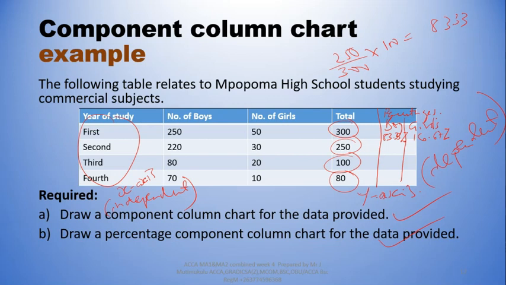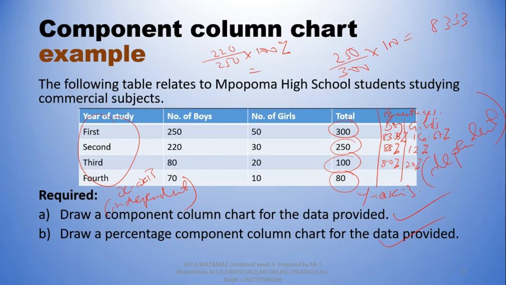Then in year 2, I mean second year, there are 220 boys and 30 girls, so that's 250. So that's 220 over 250 multiplied by 100%, and we should get 88%. Obviously, the balance is 12%. And then in third year, we've got 80 and 20, that is 100. So 80 over 100, that's 80%. Obviously, there is a 20% balance.